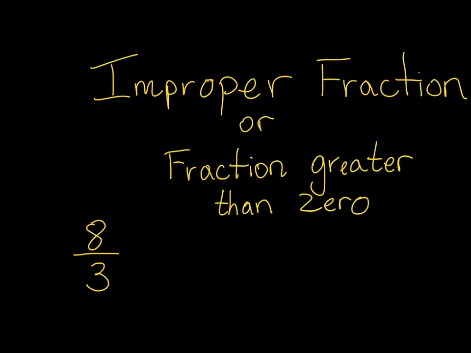All right, improper fraction, or a fraction greater than 1. That is when we have a fraction that has a numerator that's bigger than the denominator. It's just acting inappropriately. You should not be doing this. So we need to turn these into a mixed number.